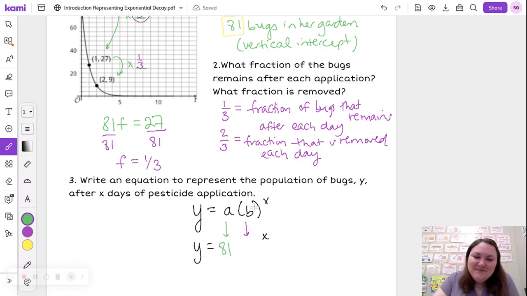And then the second number, your B, is your decay factor. It's that number you're multiplying by. So I can see from my graph, every single time we were multiplying by 1/3. We were multiplying by 1/3 because that is the fraction that remains each day. And so our equation is y equals 81 times 1/3 to the x power.